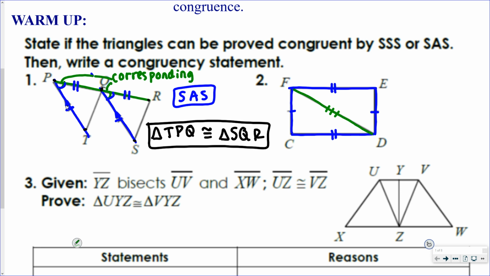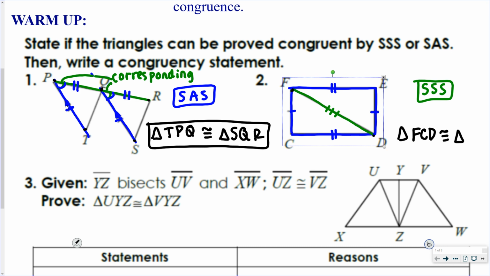So what's my setup here? Side, side, side. Yep, side, side, side. Those two triangles would be congruent. All right, so my congruency statement for this, I usually just go down the hash mark. So if I do F to C to D, I have to be consistent with that: FCD. Then I would have to do DEF. All right, so that's what they're looking for in the first two.